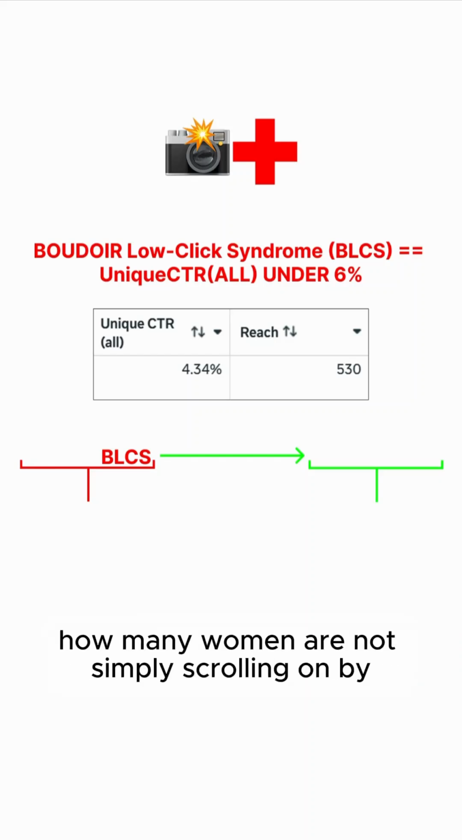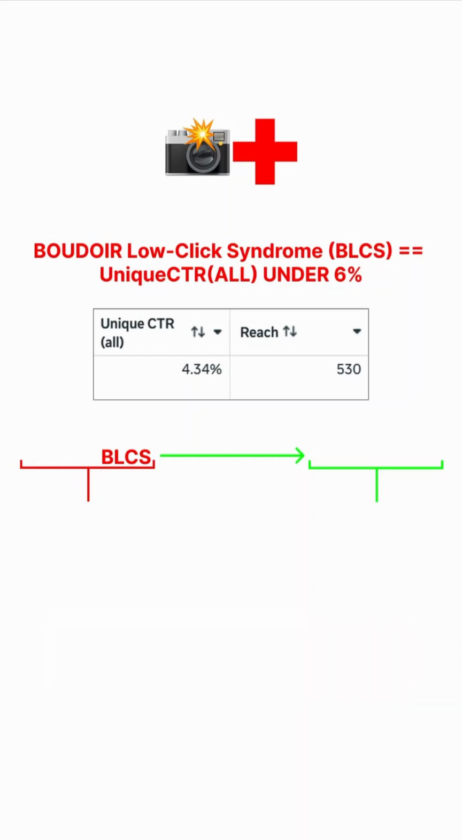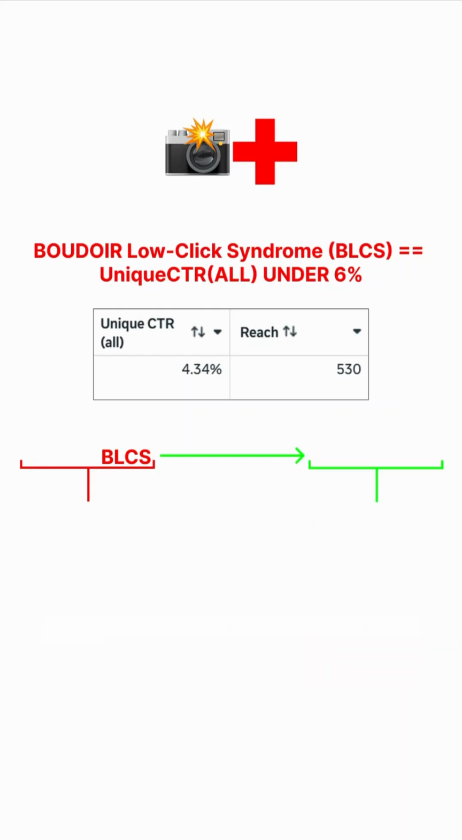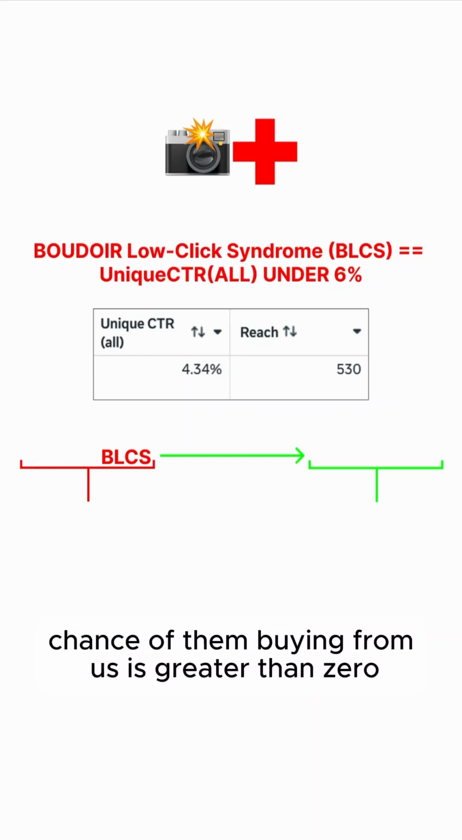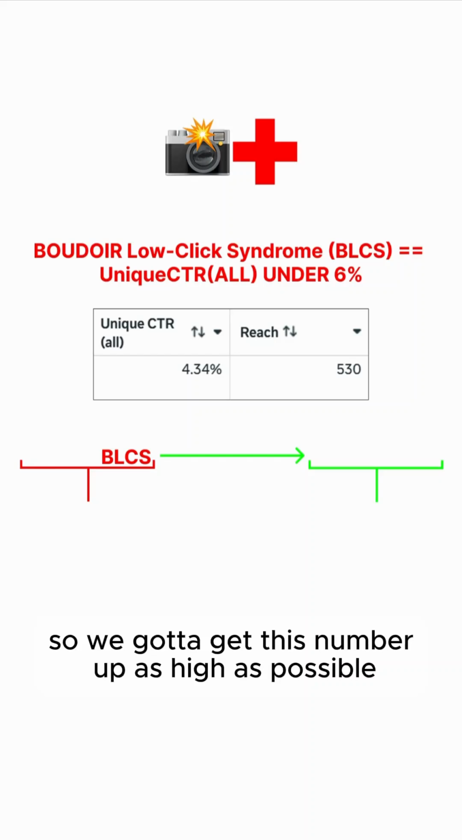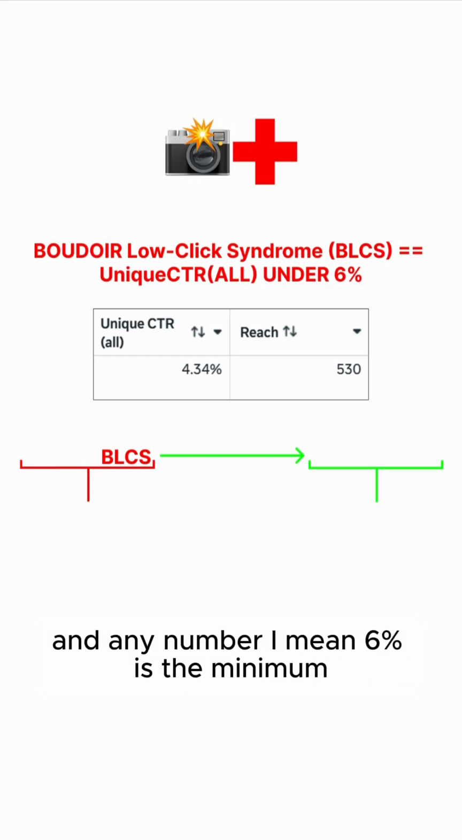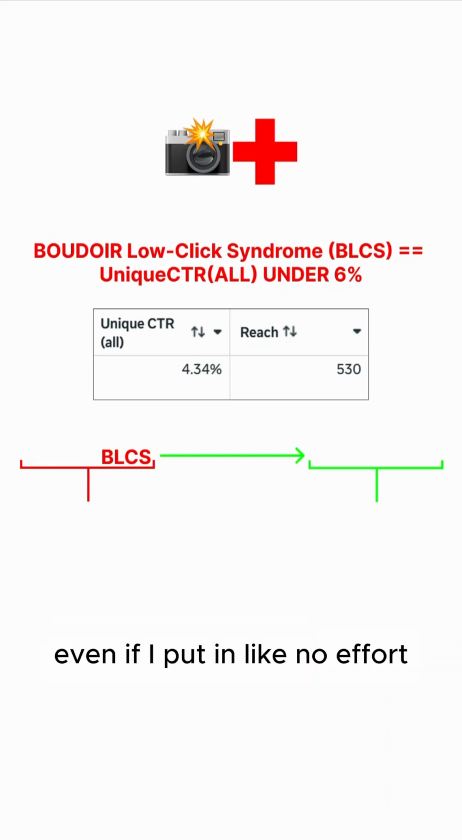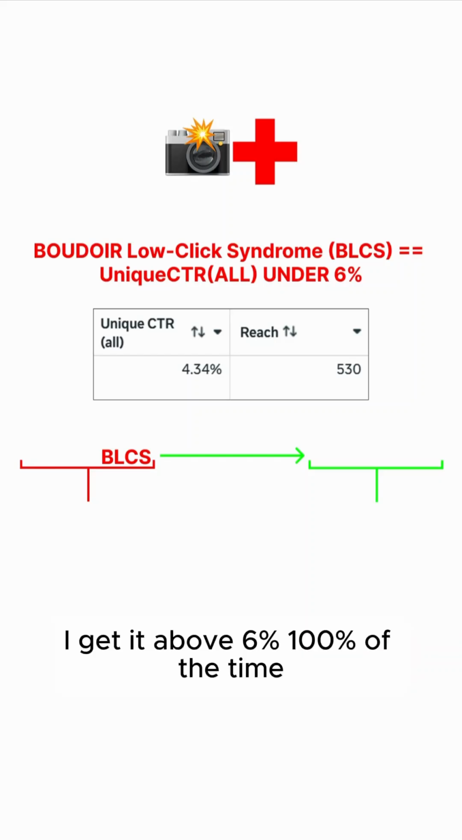Because basically this means how many women are not simply scrolling on by. If they simply scroll on by, our chance of them buying from us is zero. But if they click somewhere, the chance of them buying from us is greater than zero. So we've got to get this number up as high as possible. And 6% is the minimum. Every Boudoir Facebook ad can be above 6% easy. Even if I put in no effort, I get it above 6%, 100% of the time.